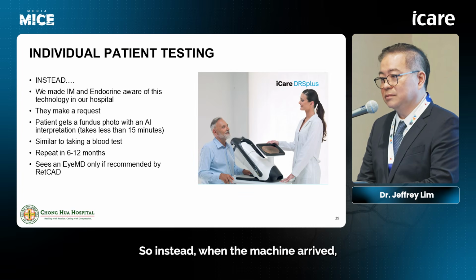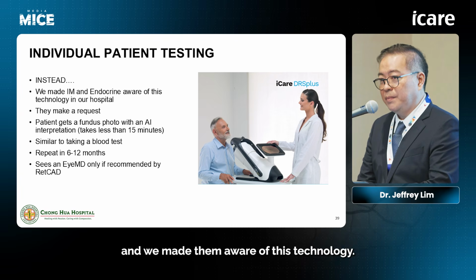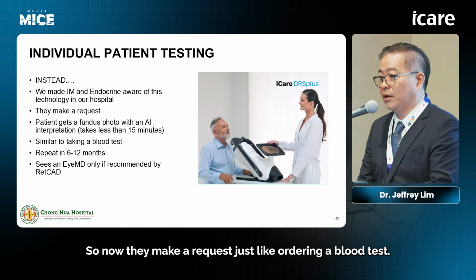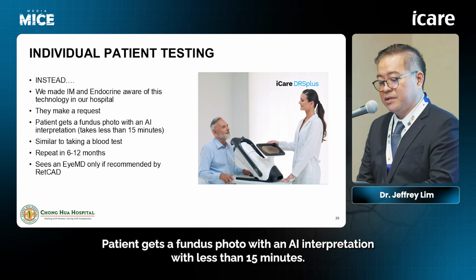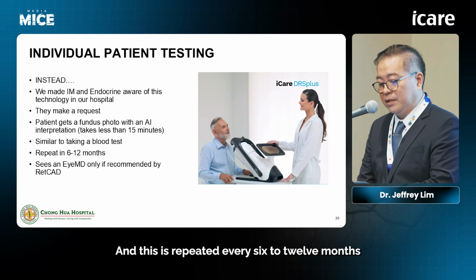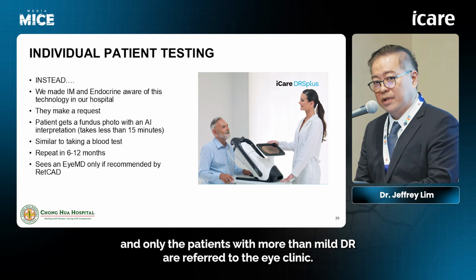So instead, when the machine arrived, we held a meeting and promoted this machine with the IM and the endocrine department, and we made them aware of this technology. So now they make a request, just like ordering a blood test. Patient gets a fundus photo with an AI interpretation, which takes less than 15 minutes. And this is repeated every 6 to 12 months. And only the patients with more than mild DR are referred to the eye clinic.